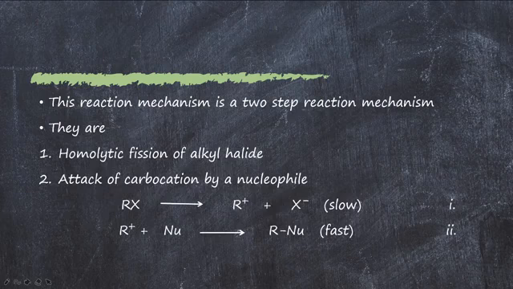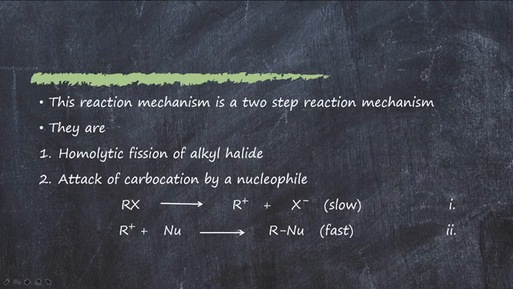So now the reaction mechanism is a two-step reaction mechanism. I'll explain that later. The steps include homolytic fission of the alkyl halide and attack of the carbocation by a nucleophile. Carbocation, also known as carbonium ion, but I love using carbocation because it sounds more like what I've been used to from my young age. That is cation and anion. Carbocation is just a positive carbon ion. That's why it's called a carbocation, so the name shouldn't confuse you. You can just break it down.